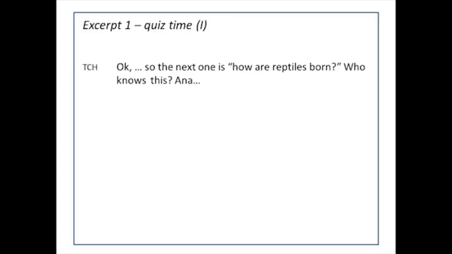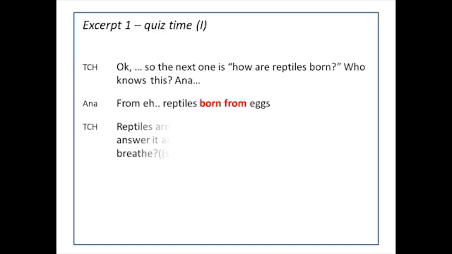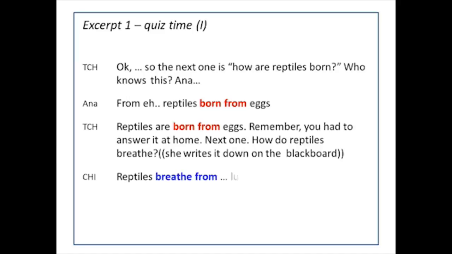where they were talking about the cycle of the frog. It's quiz time, the students have been talking about the cycle of the frog, and so the teacher is asking the students, how are reptiles born? Okay, reptiles are born from eggs. Yes, reptiles are born from eggs. How do reptiles breathe? Well, reptiles breathe from lungs. This is, of course, grammatically incorrect. But the teacher says, yes, from lungs.